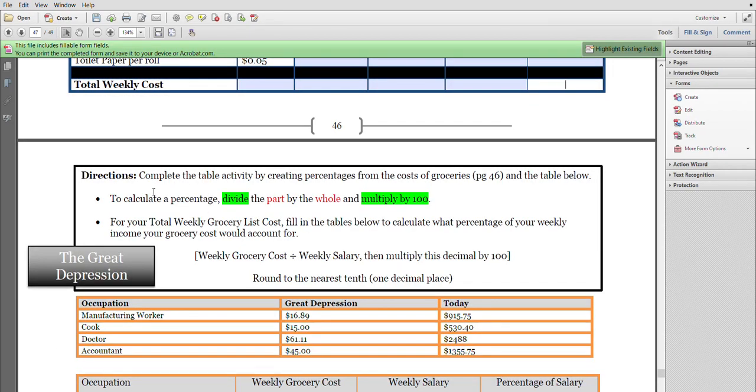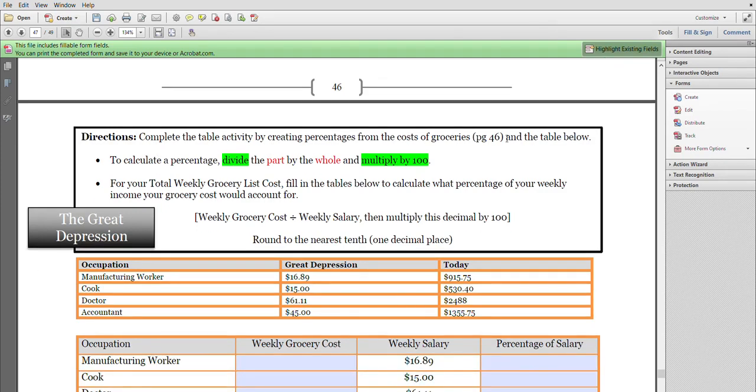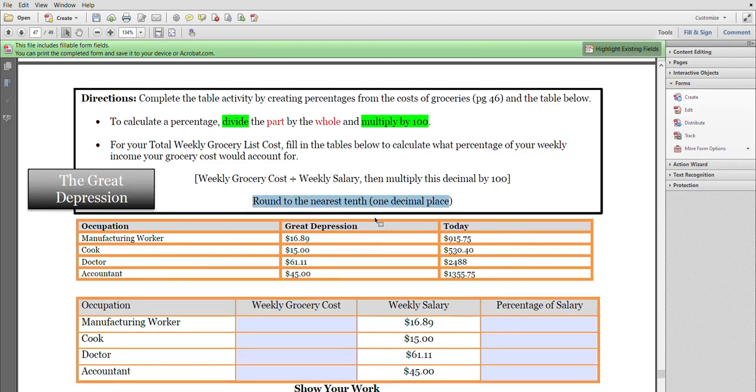Okay? Directions. Complete the table activity by creating percentages from the cost of the groceries on page 46 and the table below. To calculate a percentage, divide the part by the whole and multiply by 100. Okay? For your total weekly grocery list cost, fill in the tables below to calculate what percentage of your weekly income your grocery cost would account for. So weekly grocery cost divided by weekly salary. Then we're going to multiply that by 100 to find the percentage. We're going to round to the nearest tenth, one decimal place.